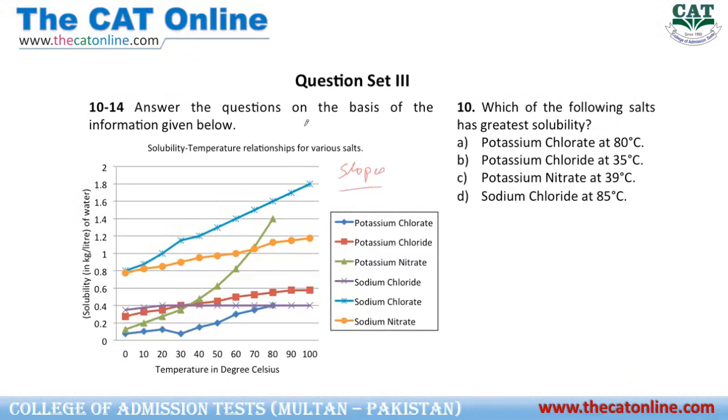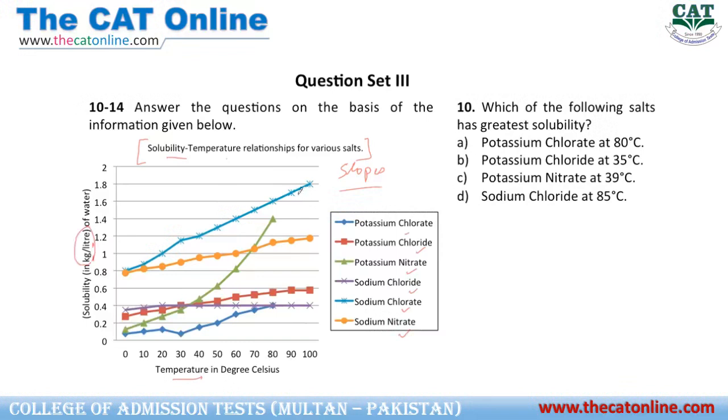So answer the questions on the basis of the information given below. We've been given the solubility temperature relationships for various salts. So I have potassium chlorate, potassium chloride, potassium nitrate, sodium chloride, sodium chlorate, and sodium nitrate, and I have different colors to represent the solubilities. The solubility is given in kgs per liter of water. These units are important. And on the x-axis I have temperature in degrees Celsius.